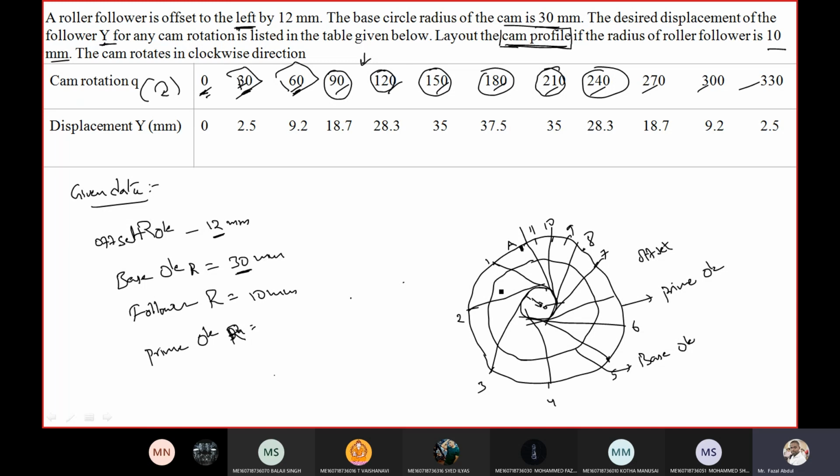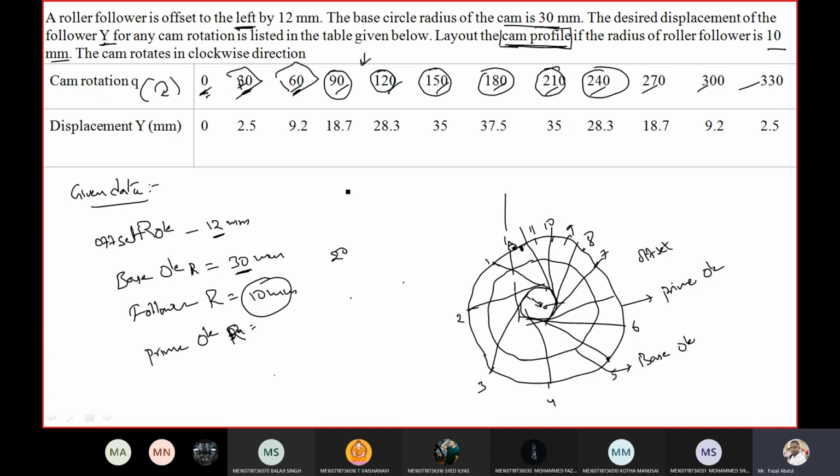Like this. Now, initially we drew one vertical tangent. The vertical tangent is nothing but this point A, which is the center of the roller follower. A 10 mm radius is given, so what is the diameter of the follower? 20 mm diameter.